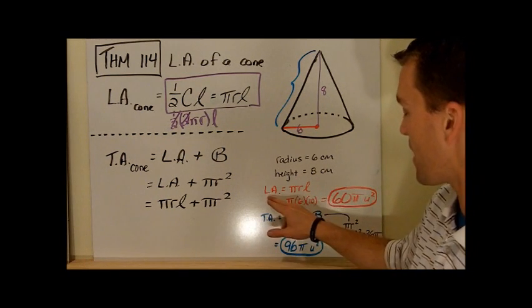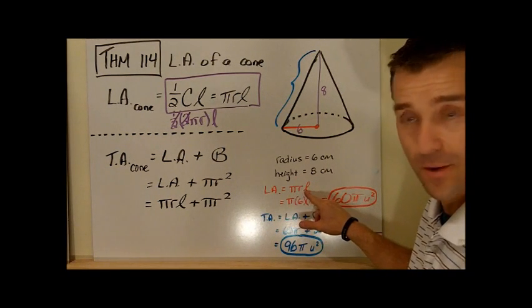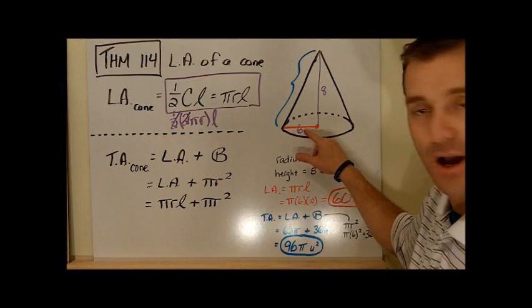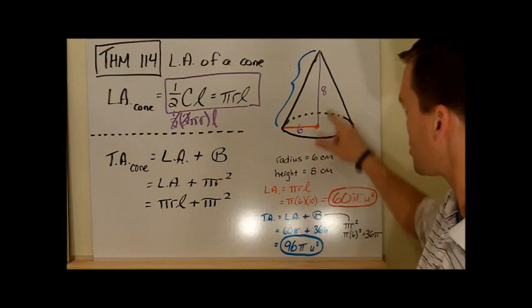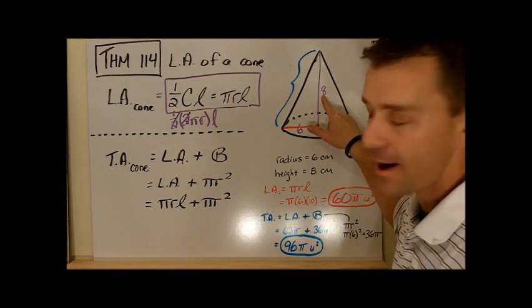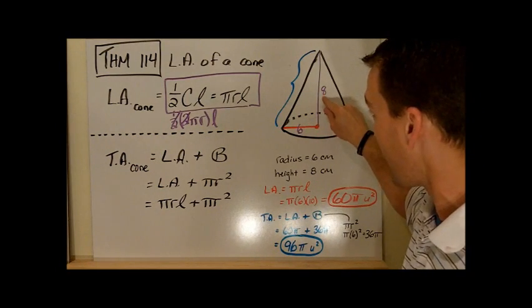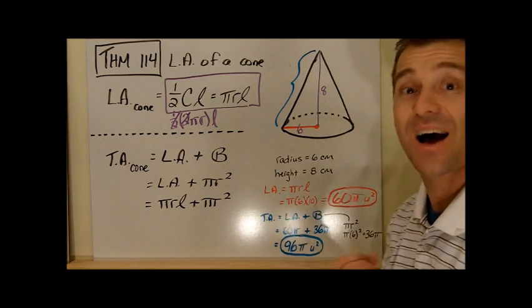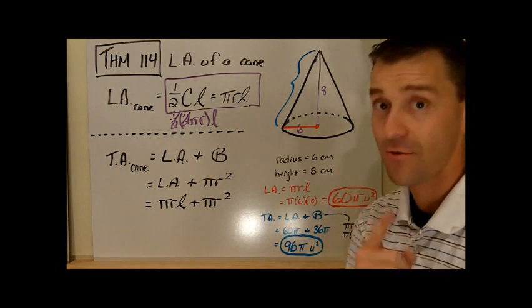Well, for the lateral surface area, I have pi r l. That's my formula. Do I know the radius? Check. I do. 6. Do I know the slant height? Check. Whoop. Careful. I don't have the slant height. That 8 is not the slant height. It's the height of the cone. Be very careful with those.